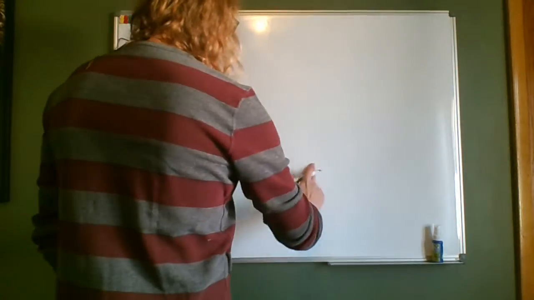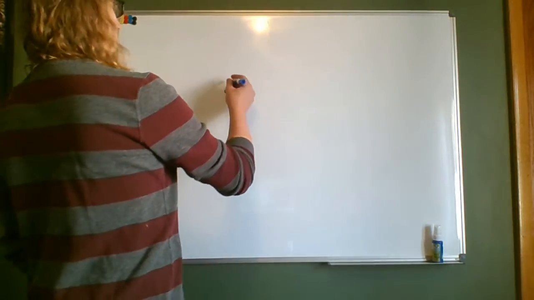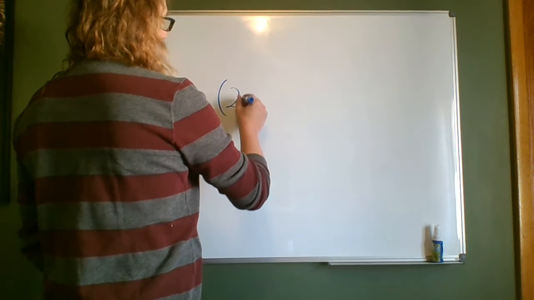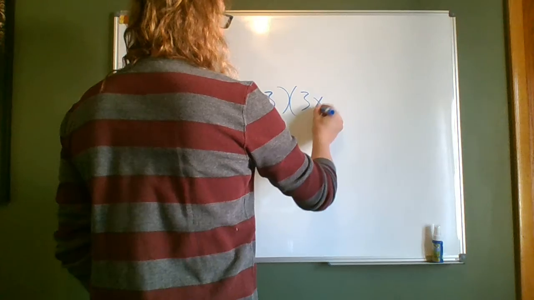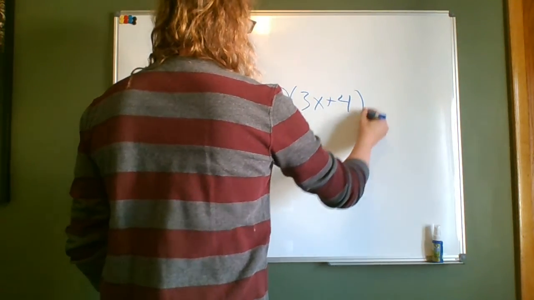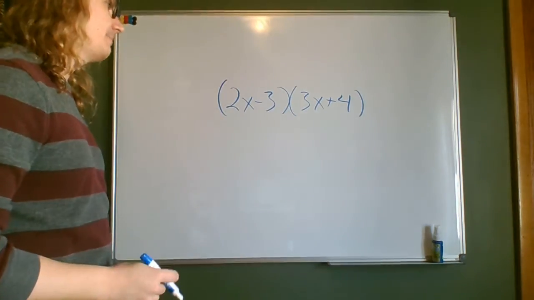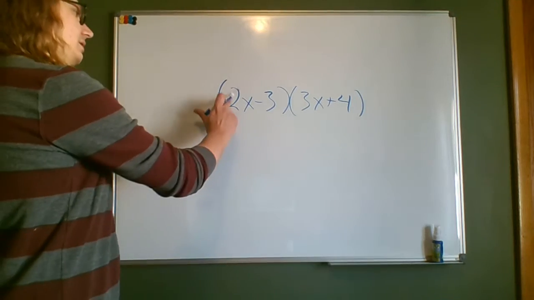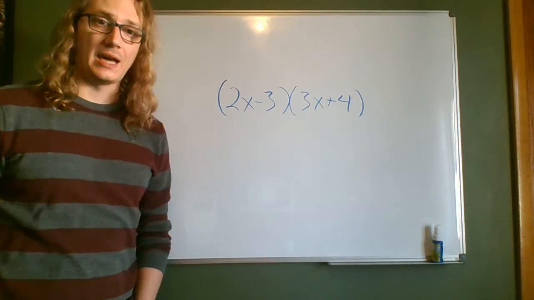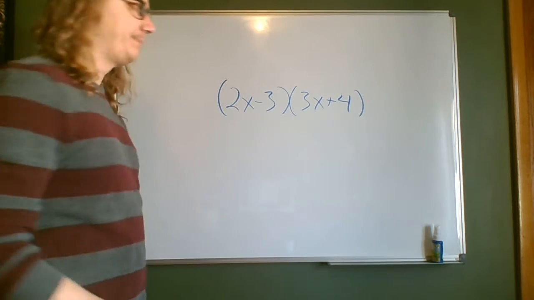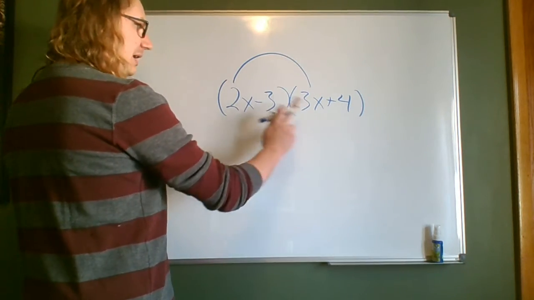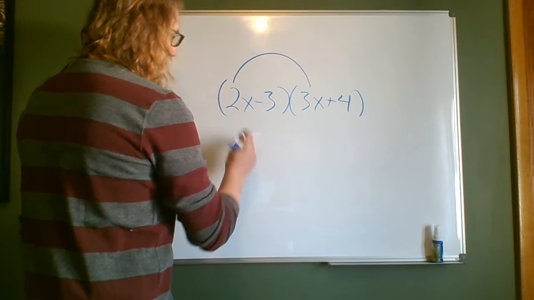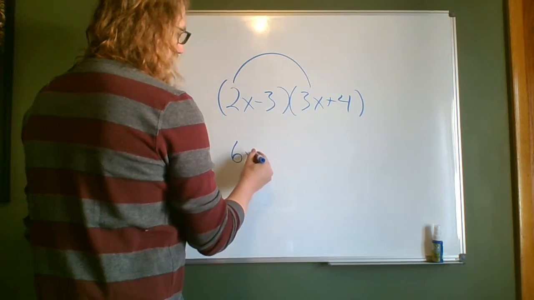All right, let's take a look at something just a little bit more complicated. 2x minus 3 times 3x plus 4. Okay, now we've got coefficients. We've got this 2 and this 3 attached to the x. Don't worry, we can handle that. So 2x times 3x, we've got to do first times first. 2 times 3 is 6. X times x is x squared.